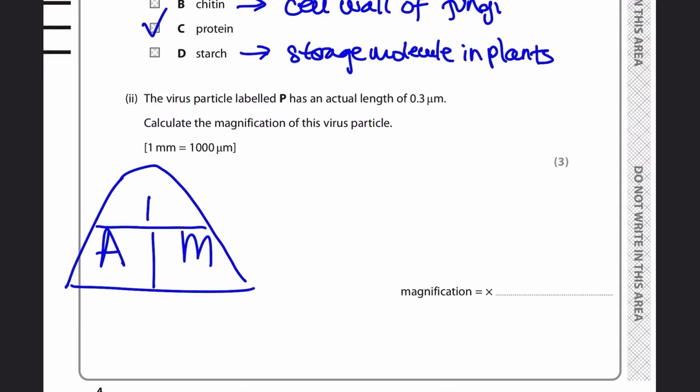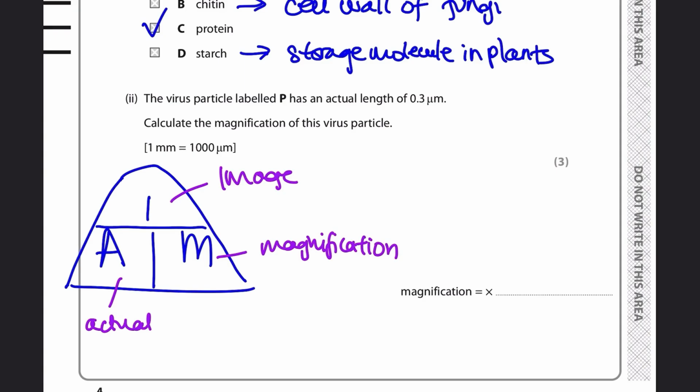AIM. And what each of these stands for: the A stands for actual, the actual size of the virus particle. The I stands for the image, which is basically printed on your exam paper. That's the image, right? And then the M stands for magnification. So make sure you have this equation in your mind first. Now, we are looking for the magnification. It says calculate the magnification. So the first thing I'm going to do is rearrange this equation to make M the subject. And you know why it's written like a triangle, right? It means that A is equal to I divided by M. That's why it's written in that triangle.